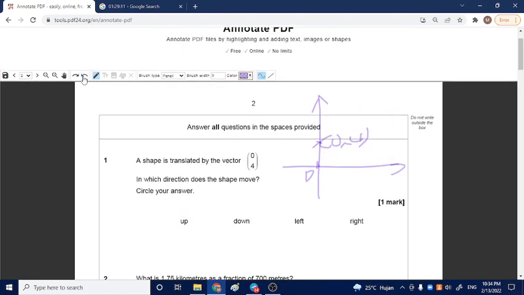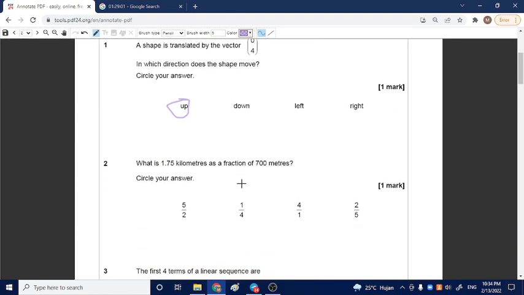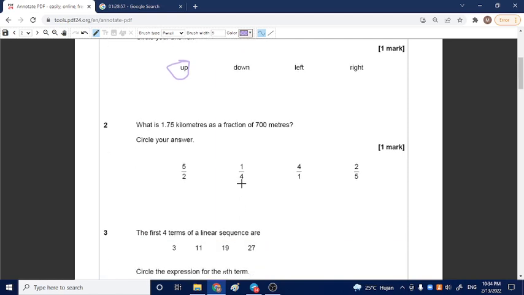Is there no eraser in this online tool? I don't know. Using online annotate PDF websites is, I don't know. I mean, I don't have any other app to use, so this is my best.